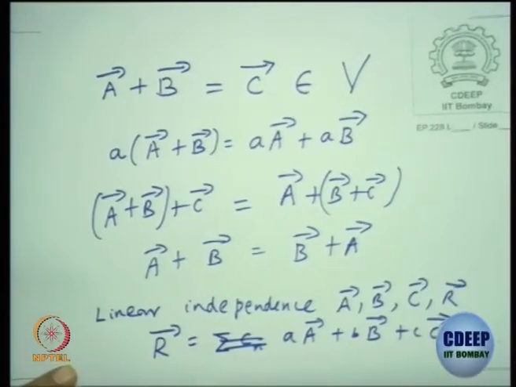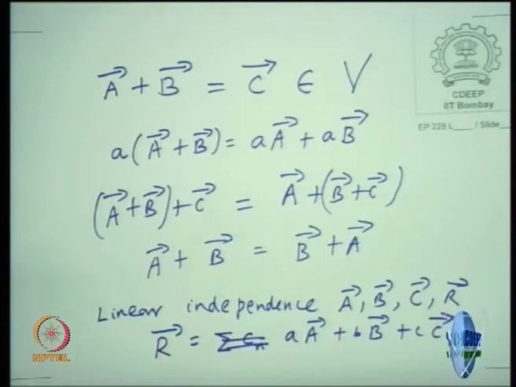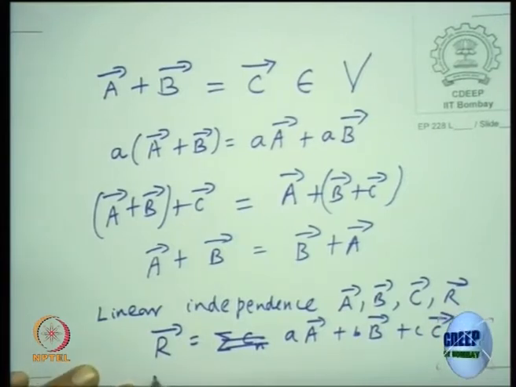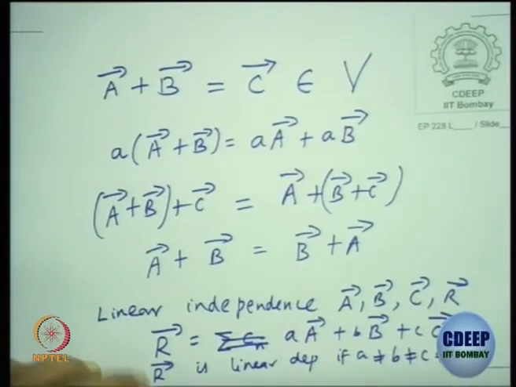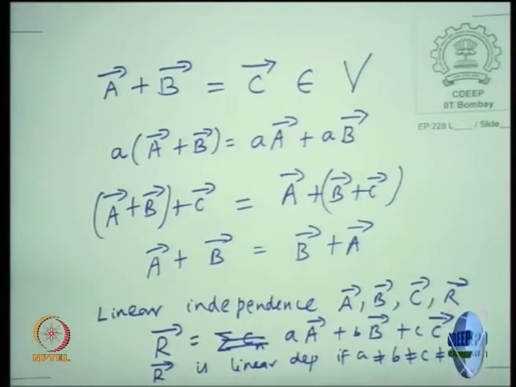You all learned this in your math course, right? So R is linearly dependent if a, b, c are not equal to 0. The a, b and c could be equal, but I mean those scalar coefficients can be non-zero. Then you will say it is linearly dependent.